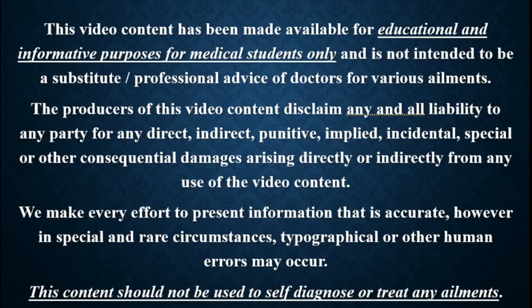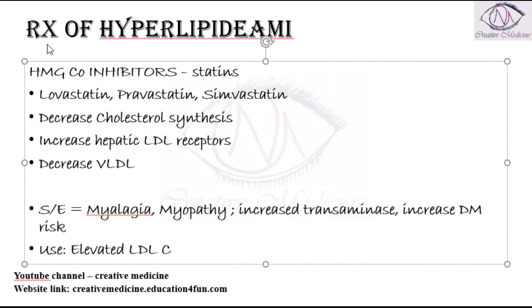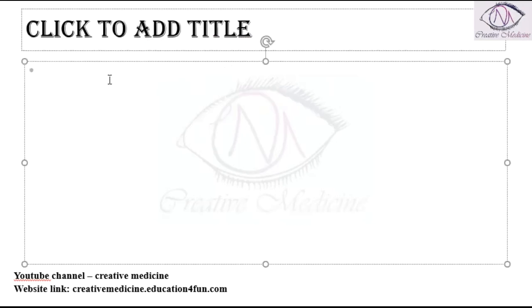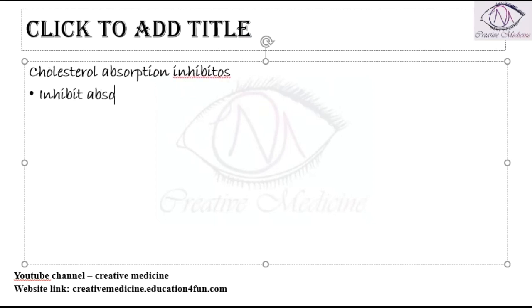In this lecture, we will learn about hyperlipidemias. First drug is HMG-CoA inhibitors, whereas the second drug we have is cholesterol absorption inhibitors. Cholesterol absorption inhibitors, as the name says, they will inhibit the absorption of cholesterol.